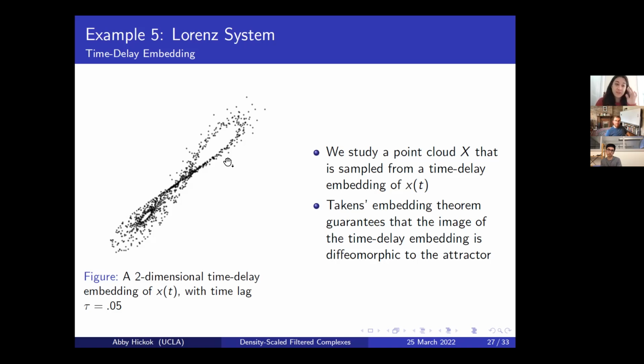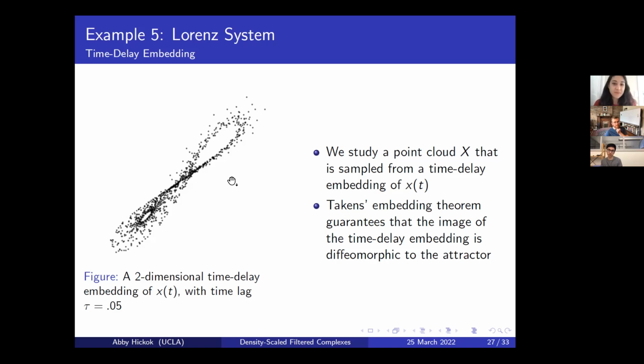I should note that the reason we're not just looking at the attractor itself is not because the density scaled complex doesn't do well on the attractor. It does do well on the attractor itself, but the Rips complex also does well on the attractor. So that would be sort of a boring example.